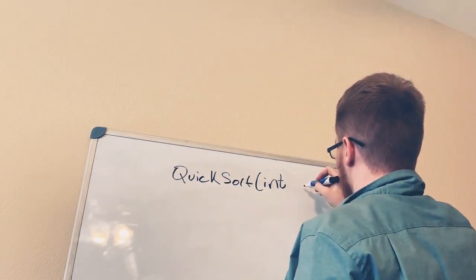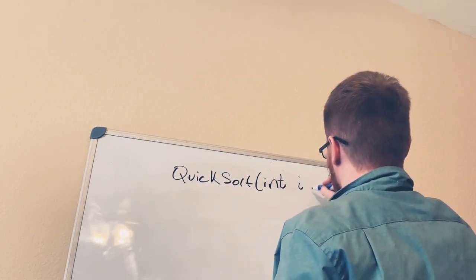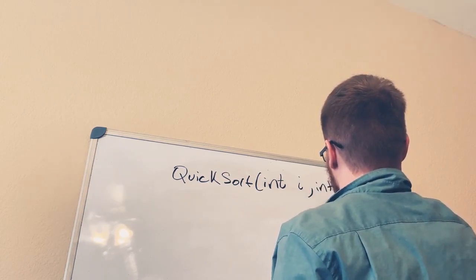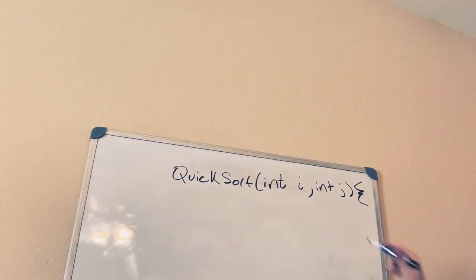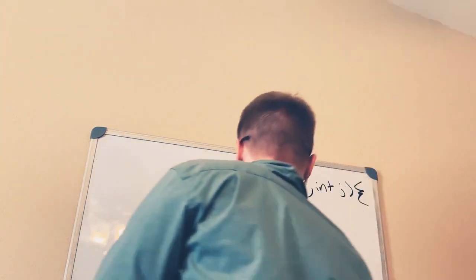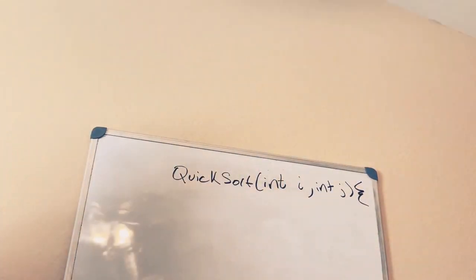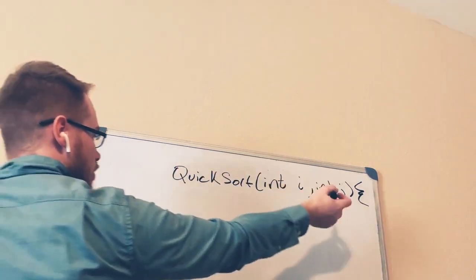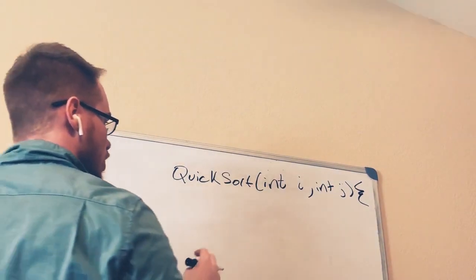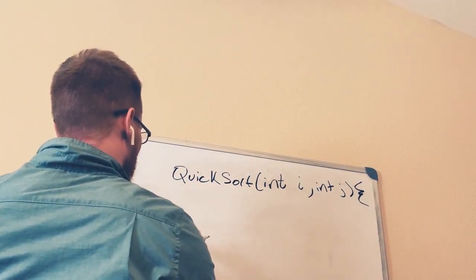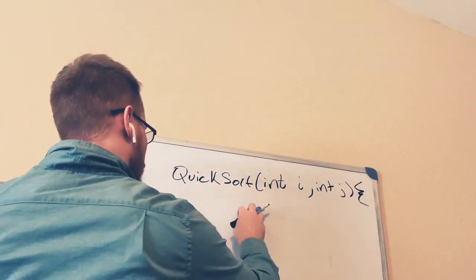Int i, let's just do the same thing, int j. I could probably use better variable names like low and high, but that's okay. Let's just end it with our bracket down there. So in your quicksort method, you're going to be passing two integers: the low index of the subarray and the high index of the subarray.